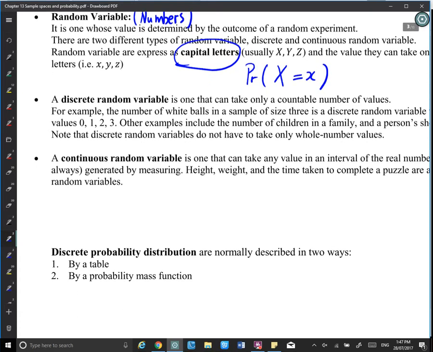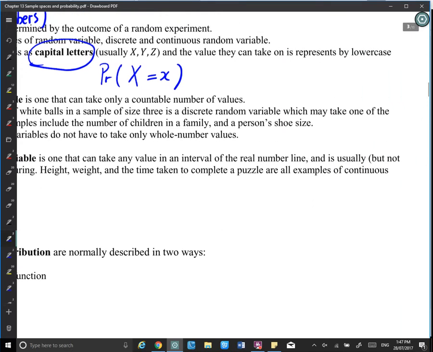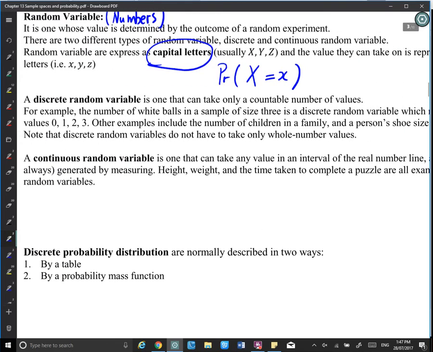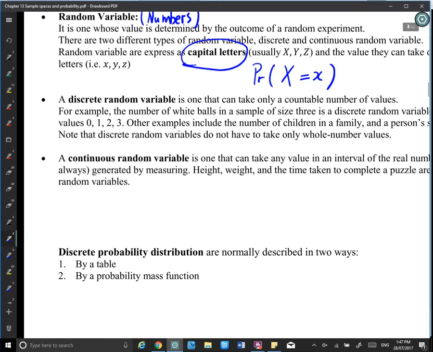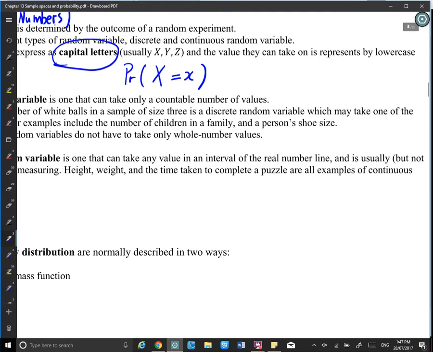And what is a discrete random variable? That's something that is a countable number. For example, the number of white balls in the sample, the number of children in the family, a person's shoe size. Okay.